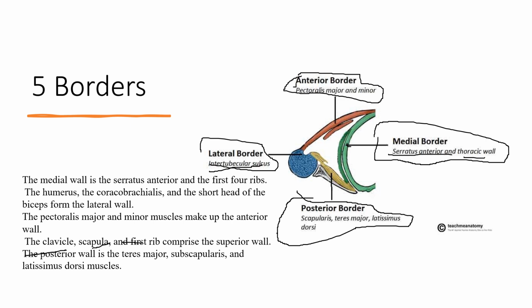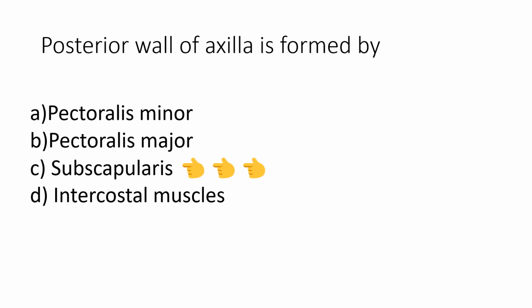Okay, fine. Now it is very easy to understand that the posterior wall of the axilla is formed by the subscapularis muscle.